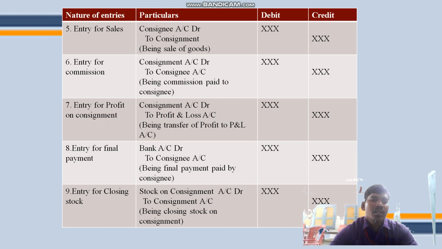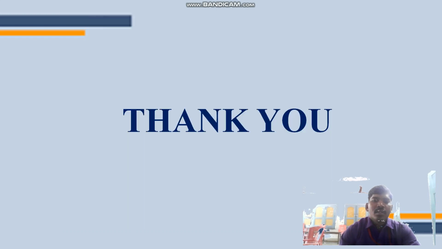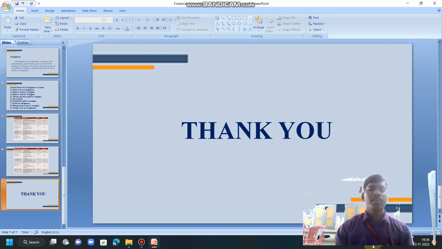Then the last entry is the entry for closing stock. The journal entry is Stock on Consignment Account debit to Consignment Account. I hope these explanations have enabled you to understand the basic concepts of consignment.